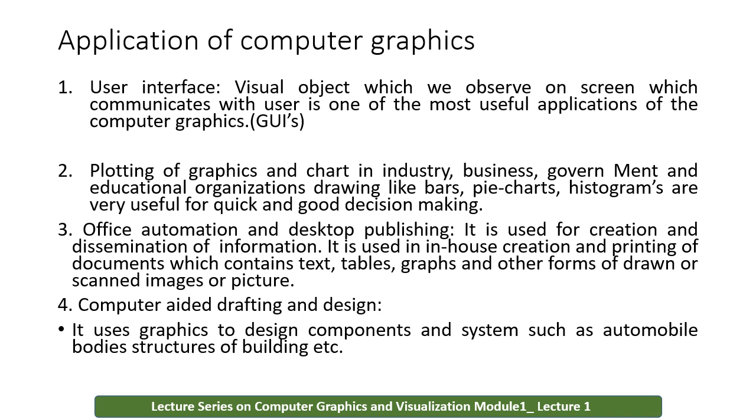Next one is about office automation and desktop publishing. This is used for creation and dissemination of information. It is used for in-house creation and printing of documents which contain text, tables, graphs and other forms of drawn or scanned images or pictures.